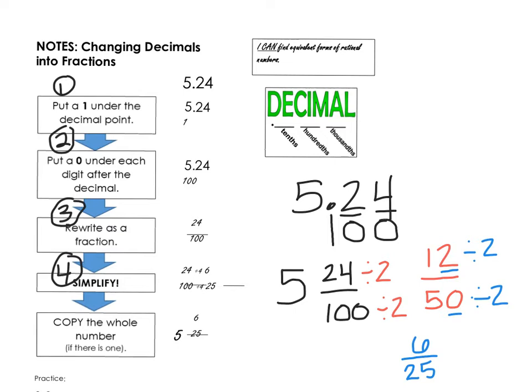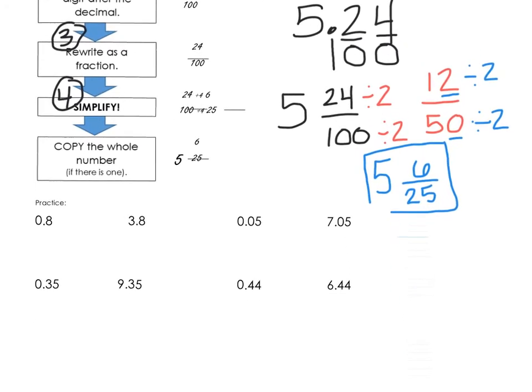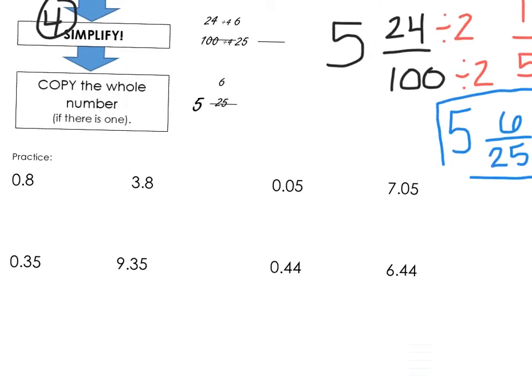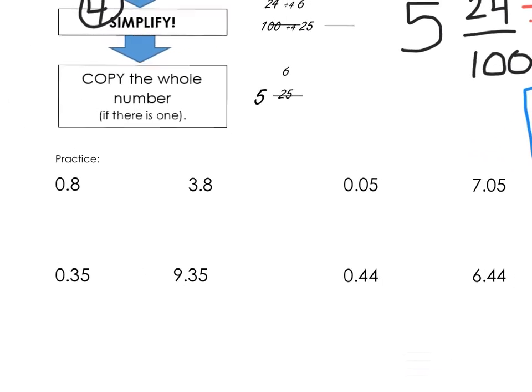So can I simplify 6 and 25 anymore? No. So all I'm going to do is put my whole number back in front. And my final answer is 5 and 6/25. Okay, so we're going to do some more examples together down here. Okay?